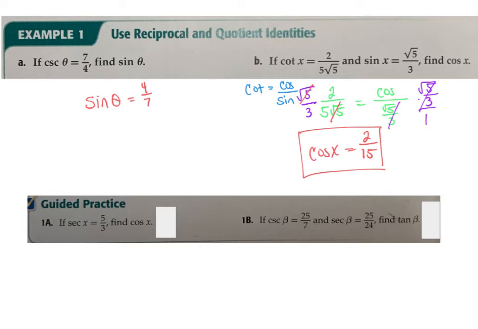If the secant is 5/3, find the cosine. You should have just gotten 3/5 there. If the cosecant is 25/7 and the secant is 25/24, find the tangent. 7/24.